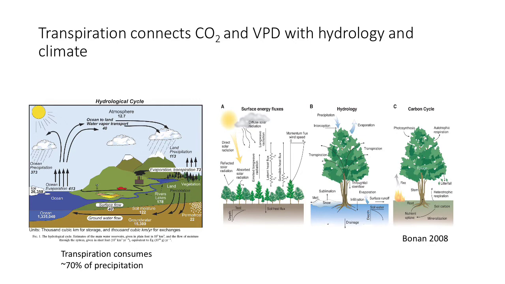I want to scale this to the impacts of changing CO2 and VPD on hydrology and climate. Transpiration consumes approximately 70% of precipitation. So small changes in transpiration actually have large potential impacts on the energy balance of ecosystems, on hydrology such as groundwater recharge and stream flow, and on the carbon cycle through the linkages between transpiration, stomatal conductance, and photosynthesis. Therefore, transpiration and its dependence on CO2 and VPD is a very large lever on multiple Earth system processes that we care about.